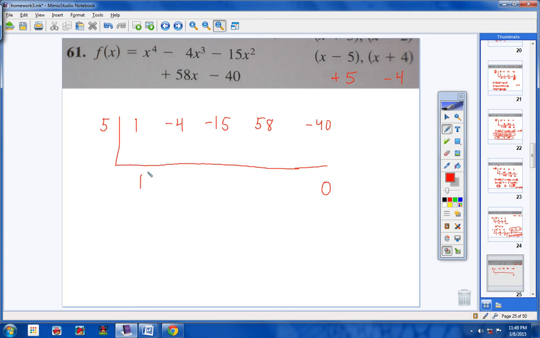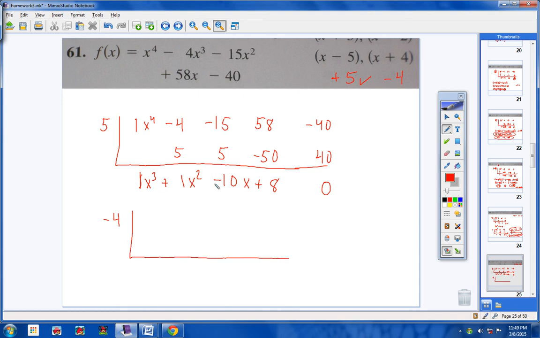Bring down your 1, multiply, combine, multiply, combine, multiply, combine, multiply, combine. So this was an x to the 4th, so now we have an x to the 3rd. So we have 1x cubed plus 1x squared minus 10x plus 8. So 5 checked. Now let's check negative 4. So put a negative 4 here.